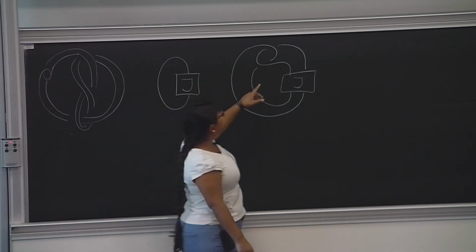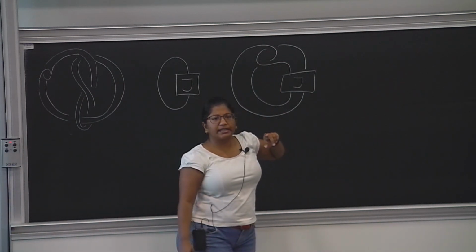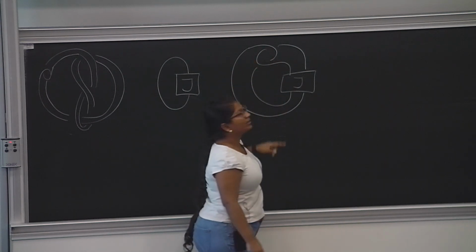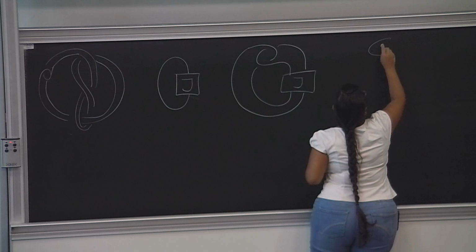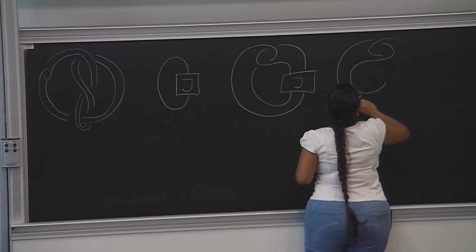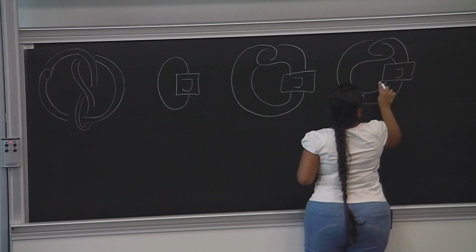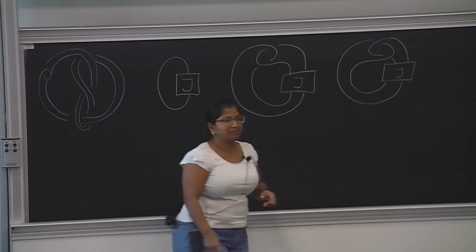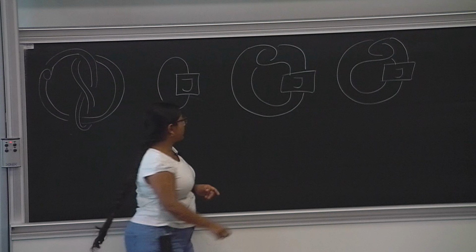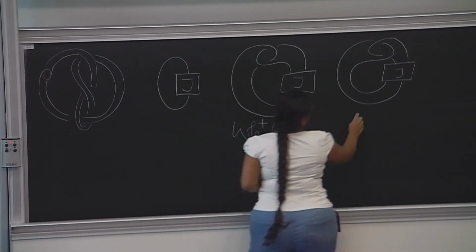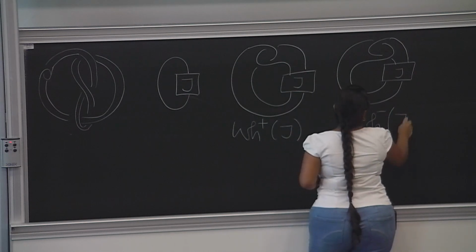There was a question on the first day about positive versus negative Whitehead doubles. Positive means it's this clasp, and negative means it's this clasp. So this is what I would call Whitehead plus of J, and this is what I would call minus.